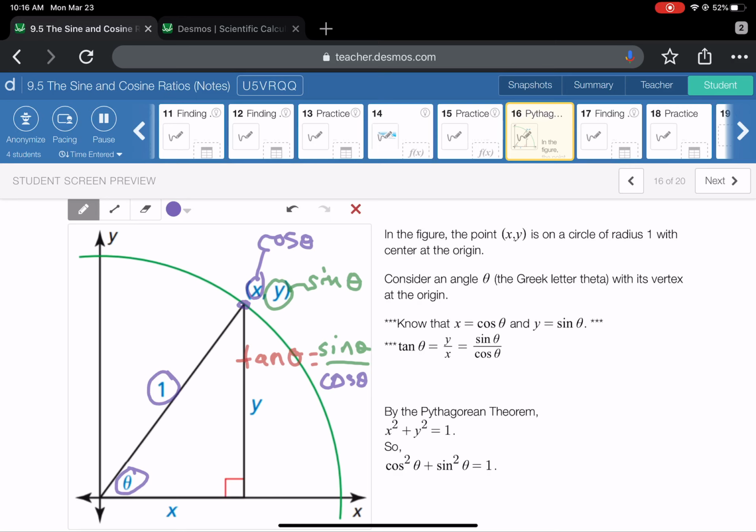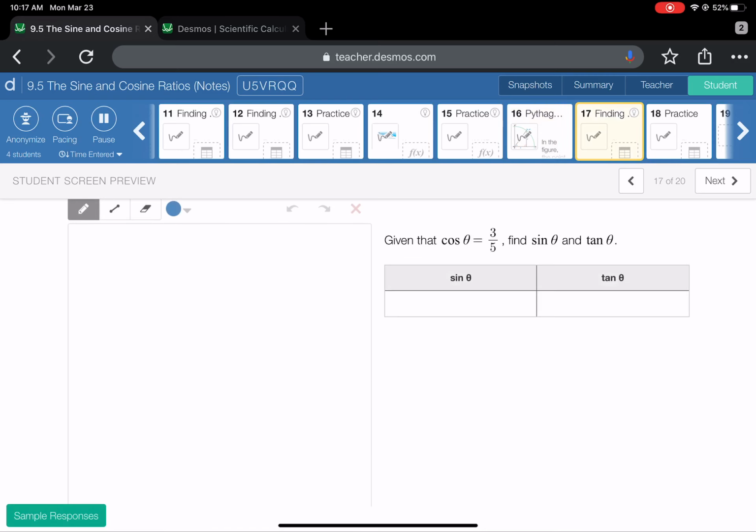And last but not least, because of the Pythagorean theorem, because cosine is x and sine is y, we know that a squared plus b squared is equal to c squared. So the identity we're going to have here is cosine squared plus sine squared is equal to 1. That's what we're going to be using on the next screen. If we move here, we're going to find trigonometric values when we're given one trigonometric value.